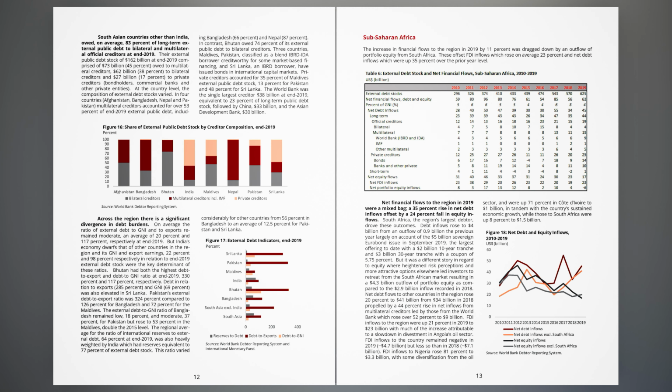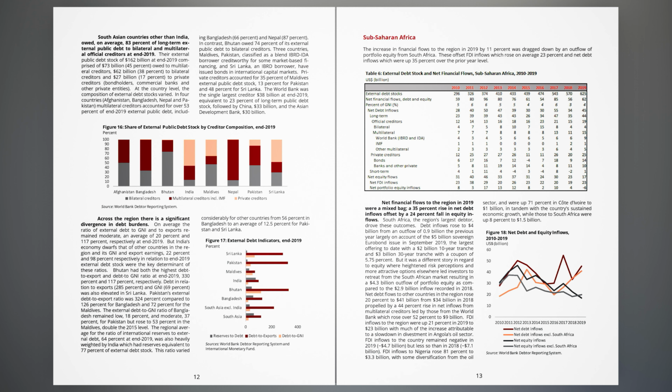South Asian countries other than India owed, on average, 83% of long-term external public debt to bilateral and multilateral official creditors at end 2019. Their external public debt stock of $162 billion at end 2019 comprised $73 billion, 45%, owed to multilateral creditors, $62 billion, 38%, to bilateral creditors and $27 billion, 17%, to private creditors, bondholders, commercial banks and other private entities.